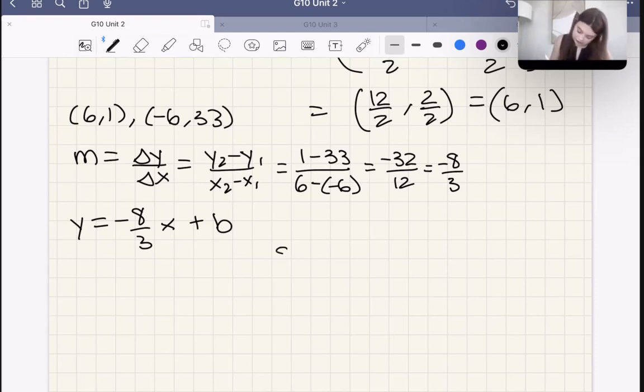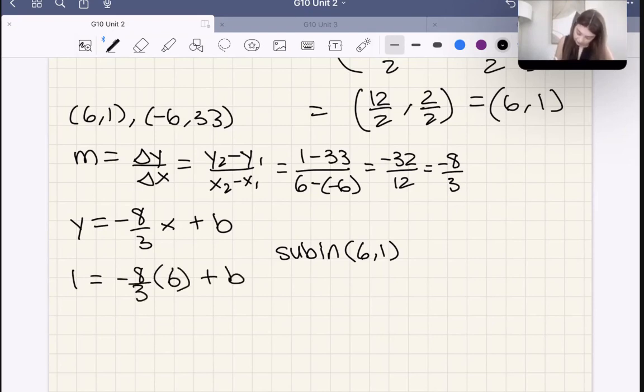So we're going to sub in 6, 1. However, you could sub in negative 6, 33 and you will get the same answer. I just think 6, 1 is easier because it's smaller numbers. So that's what I am going to choose to do today. So there we go. We sub that in. Okay, then we multiply across, and we're going to get 1 is equal to negative 16 plus b. So b is going to be 17.